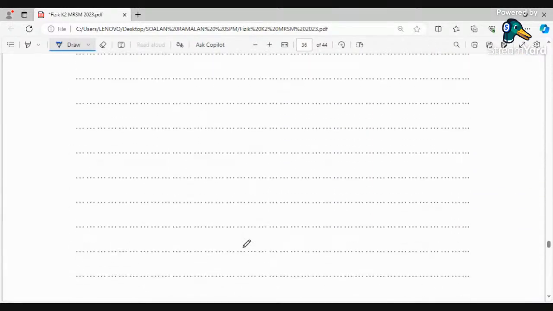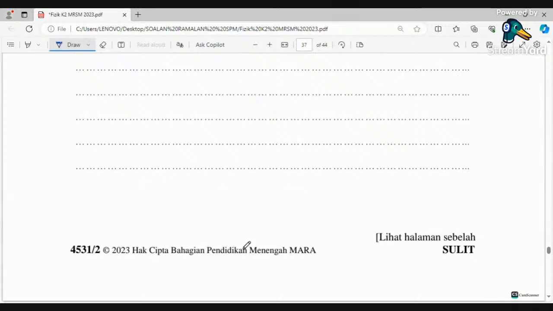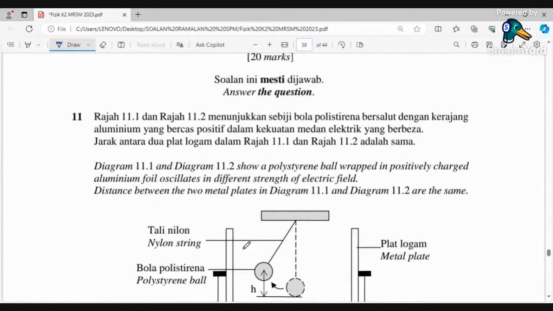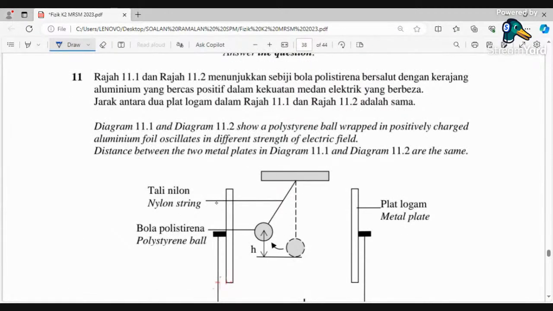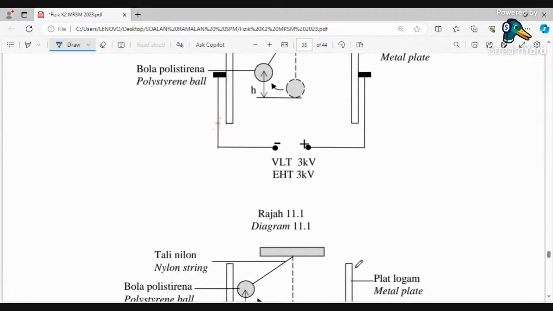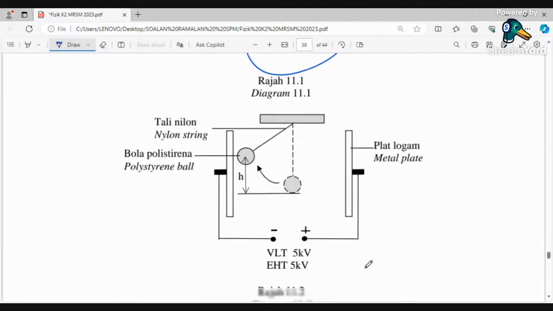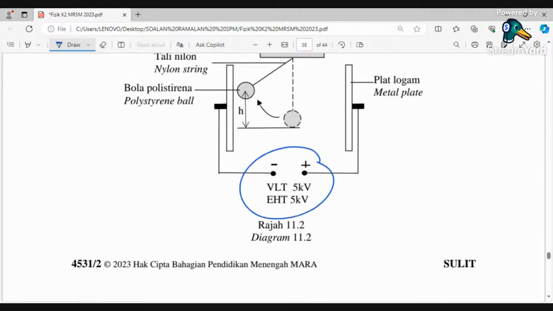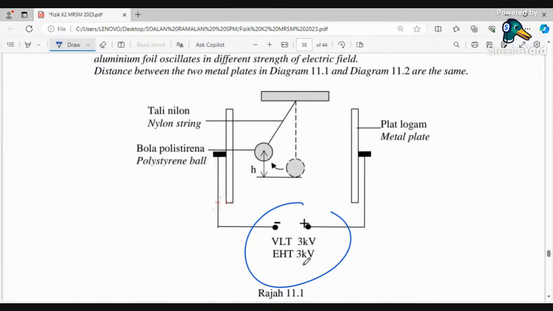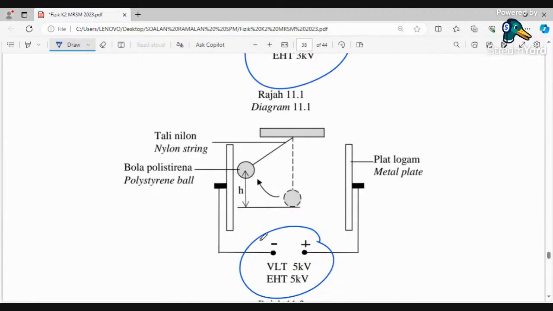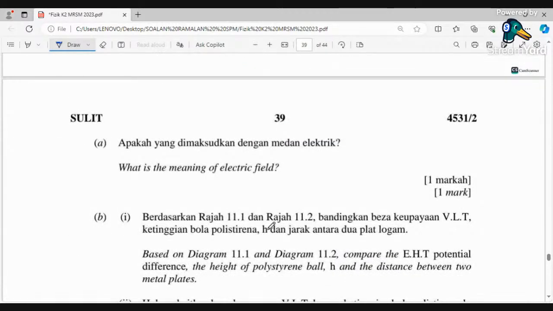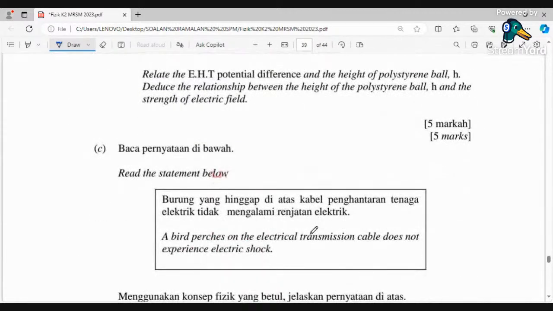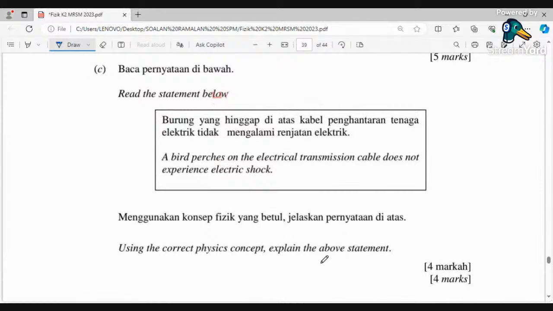Okay, the last question, part C. This is question number 11. Here it looks like a pendulum, but there is a plate. Okay, there is a power supply here. So this is the electricity topic. If 3 kilovolt, this is its height H. 5 kilo, its H is even bigger. Increase H. Okay, what is the meaning of electric field? Can answer. This question asks about electric field.